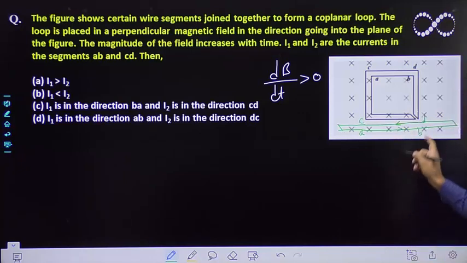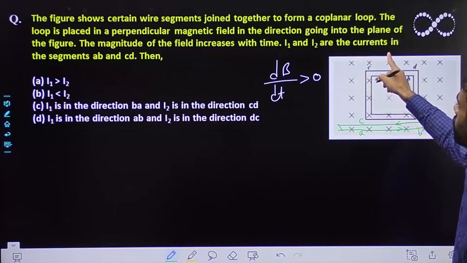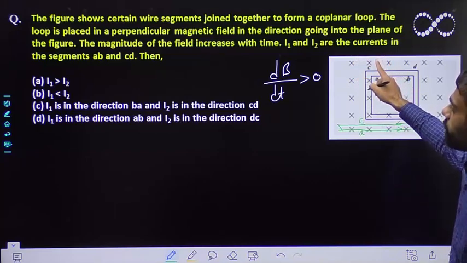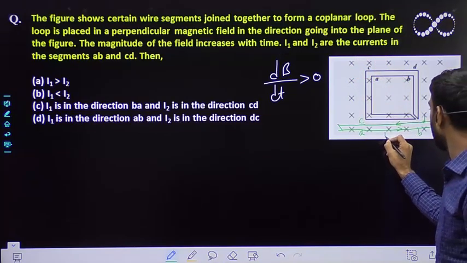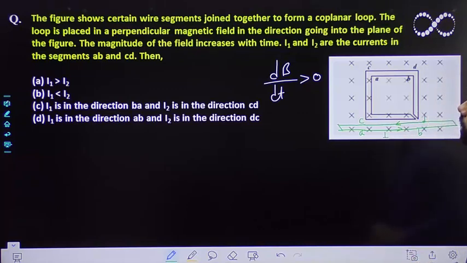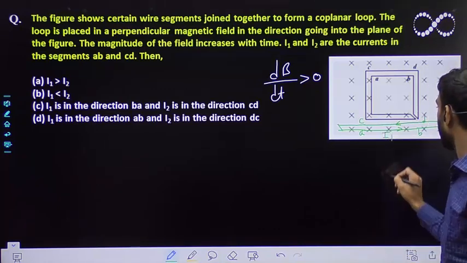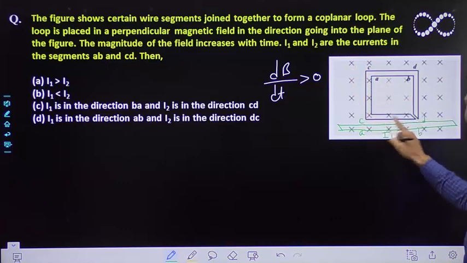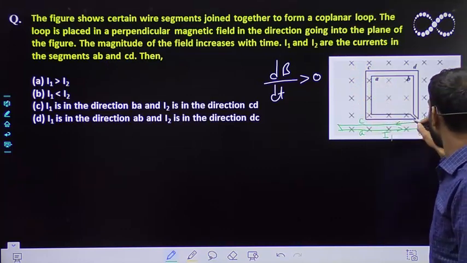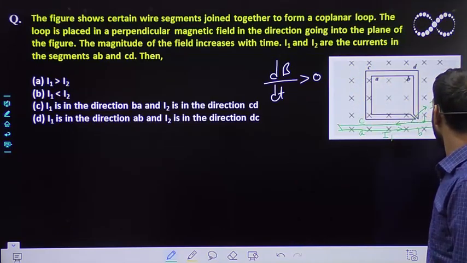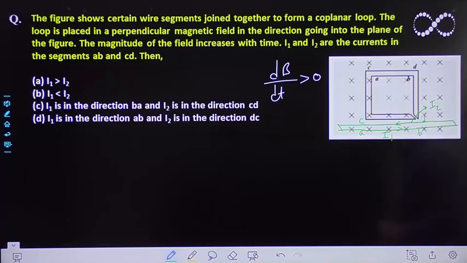So see which option is there. I1 and I2 are the currents in the segments AB and CD. I1 is the current in segment AB, so this is your I1, and I2 is the current in segment CD, so this current is I2. So let us see which option is coming.